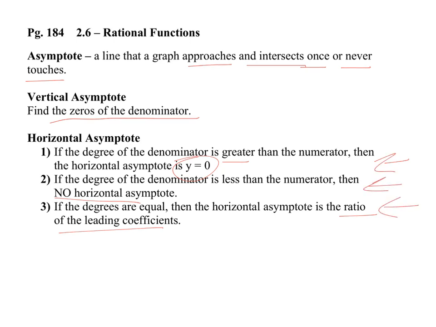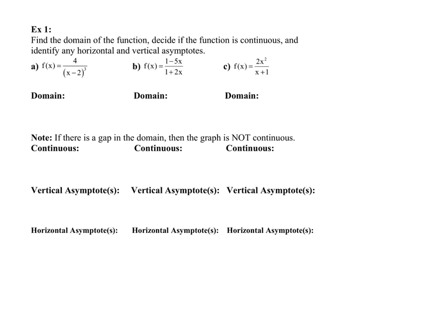So let's dive straight into the big ideas of this lesson. Find the domain of the function, decide if the function is continuous, and identify any horizontal and vertical asymptotes. First thing, domain. What is domain? You have to understand it by this point. If you don't, let's make sure we understand it now. Domain is simply the x values that work for the function.